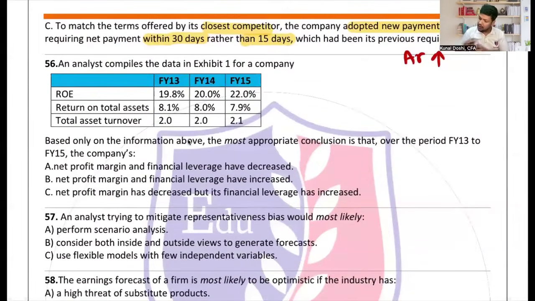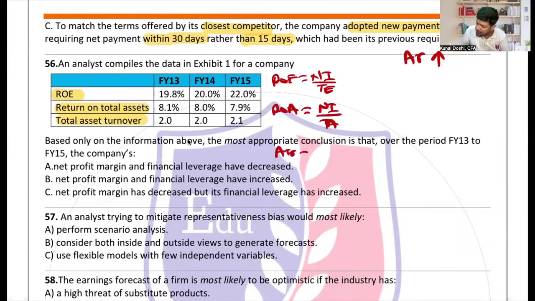Next. Okay. Now, they've given you ROE, ROA, and asset turnover. First of all, what is ROE? ROE is net income over total equity. ROA is net income over total assets. And asset turnover ratio is sales over total assets. Correct? 1, 2, 3. But actually, if you notice in the DuPont, you can actually connect ROE with something else.